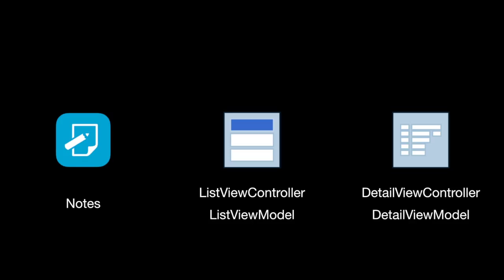So what the view model paradigm adds to this is, for every view controller or every view in your app, we have a corresponding view model object. Here, I'm just going to call it ListViewModel for the list view controller, and then there's a DetailViewModel for the detail view controller.